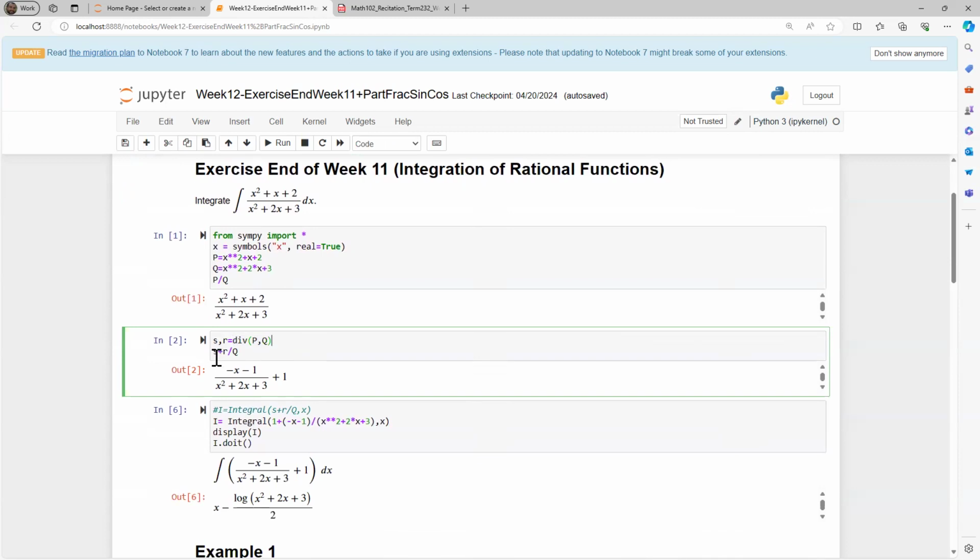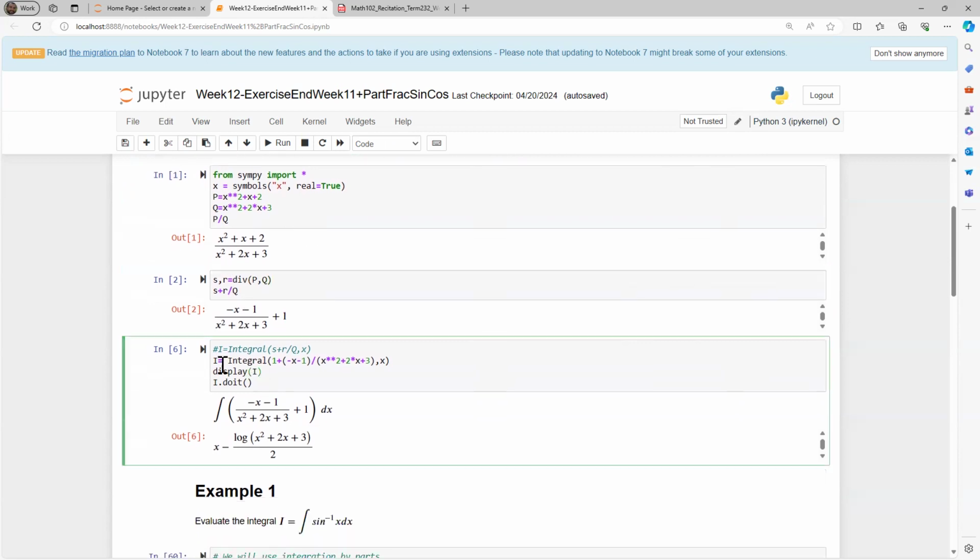s is the result of the long division, r is the remainder, all divided by q. So this is s plus r over q. Notice that s is that little constant that is left here in our display. Of course, defining our I correctly, here I'll correct something live with you.